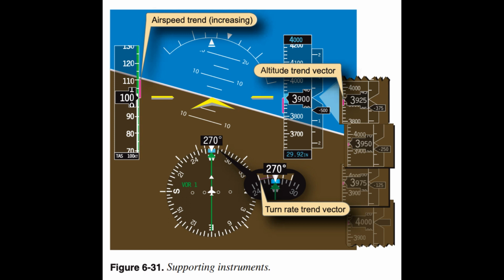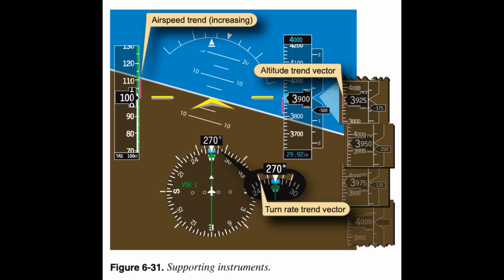In addition to the primary instrument, there are also supporting instruments that assist the pilot in cross-checking the pitch attitude. The supporting instruments indicate trend, but they do not indicate precise attitude indications. Three instruments, vertical speed, airspeed, and altitude trend tape, indicate when the pitch attitude has changed and that the altitude is changing. Figure 6.31.